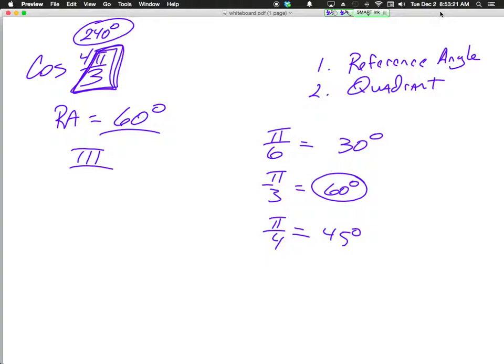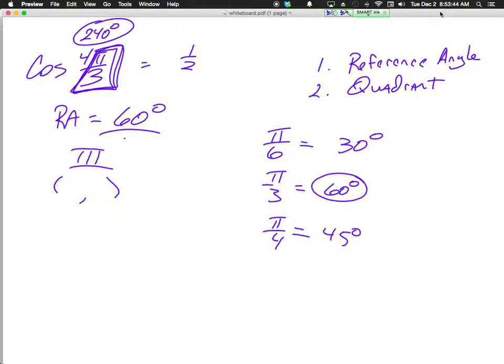So now we're ready to answer our problem. So reference angle, I'm dealing with cosine of 60. So I go to my special angles. Cosine of 60 is 1/2. So that means my number is 1/2. Then what else do I need to consider? The quadrant. I'm dealing in quadrant 3.